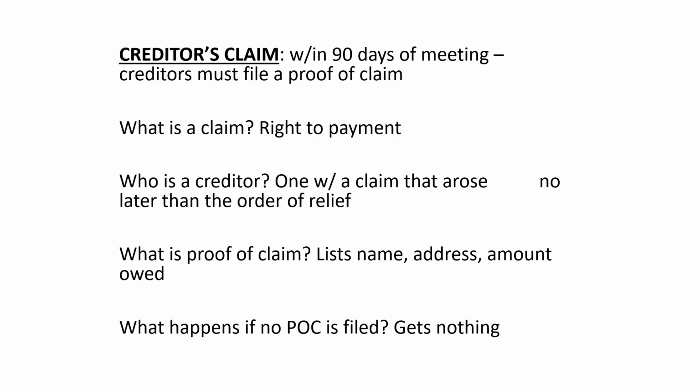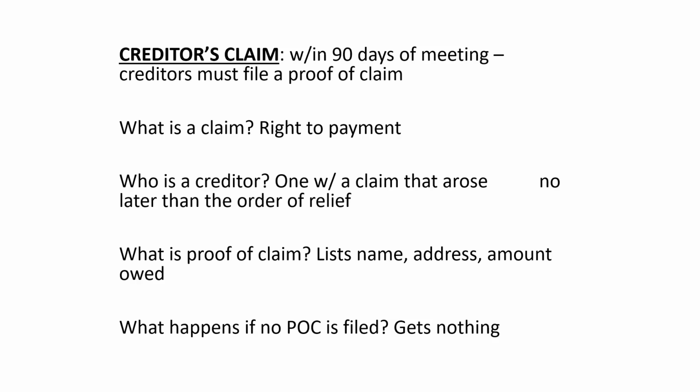So the next step, the creditors' claims. Within 90 days of that meeting, creditors have to file a proof of claim. So what's a claim? Well, they're claiming they have a right to money, a right to payment. Who's a creditor? Well, one who has a claim that arose no later than the order of relief. So borrowing money from your neighbor last year for $5,000, you haven't paid them back, they would be considered a creditor. If they file a proof of claim, they'd be on the list. They have to provide a name, address, and the amount that they say is claimed.